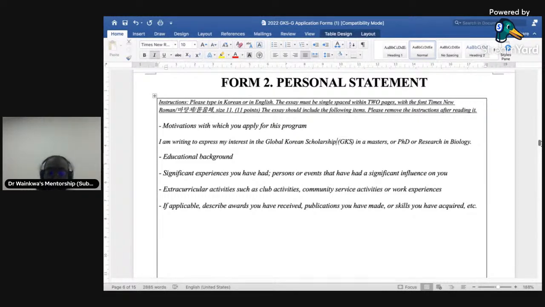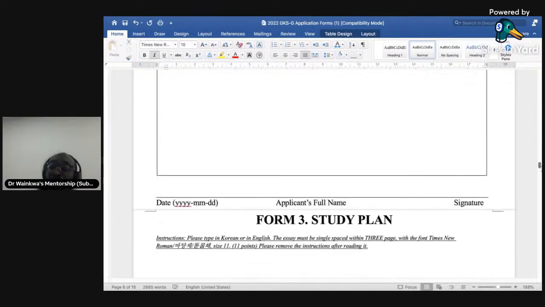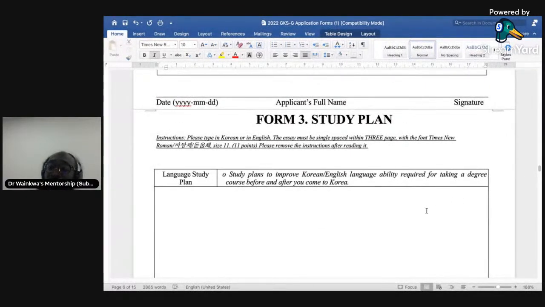Also, I've already mentioned that on that part. So I'm going to go now to how to fill form number three. Form number three, like I said before, is your study plan. Another very important aspect. So as usual, you need to read the instructions first. You type either in English or in Korean.